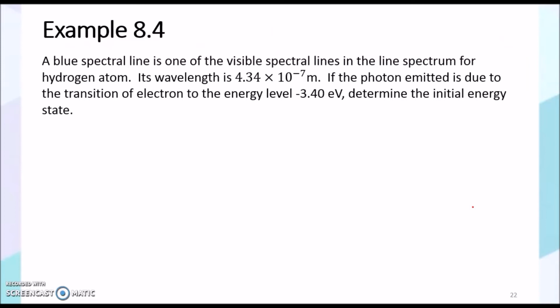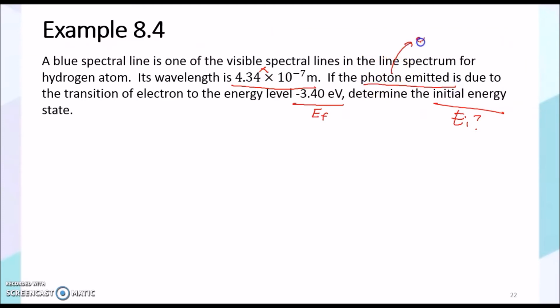Example 8.4, a blue spectral line is one of the visible spectral lines in the line spectrum for hydrogen atom. Its wavelength is 4.34 times 10 to the power of negative 7 meter. If the photon emitted ataupun energy yang di-release is due to the transition of electron to the energy level negative 3.4 electron volt, determine the initial energy state. So this is the energy final. What will be the energy initial? From the equation, it told us that the photon is emitted.